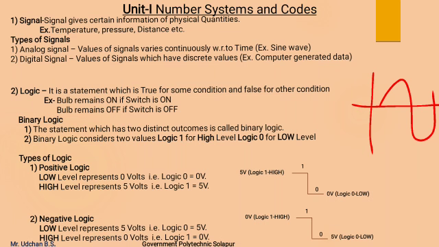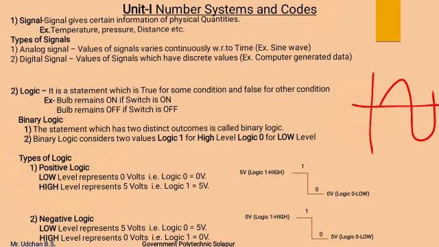Next we will see what is a logic. It is a statement which is true for some condition and false for other condition. The example given over here is a bulb which remains on if switch is on. A bulb remains off if switch is off. Switch on can be considered as a true condition. Switch off can be considered as a false condition.